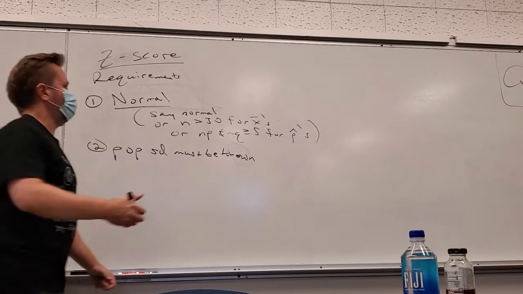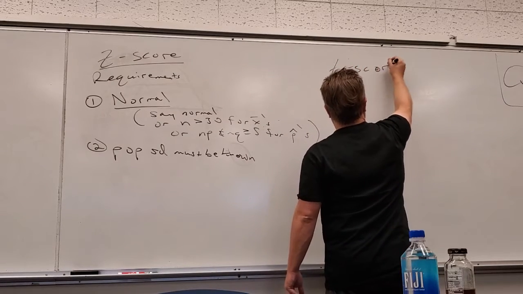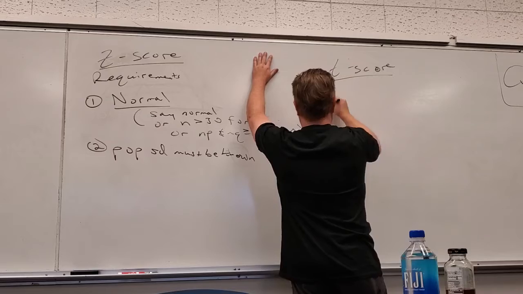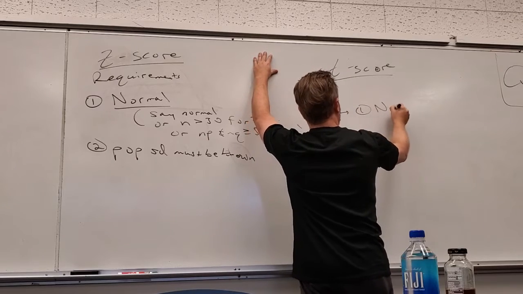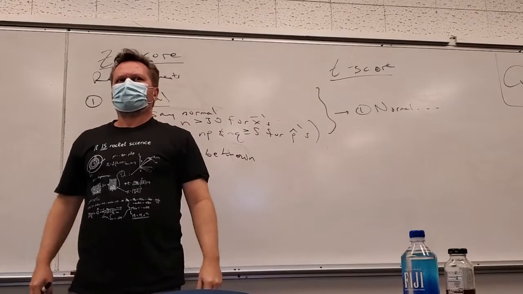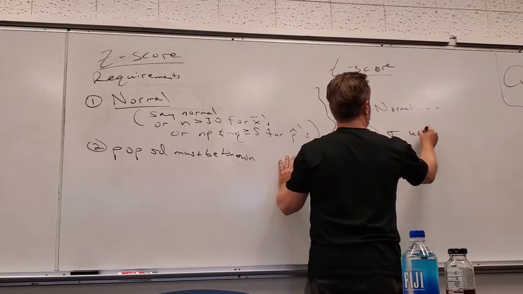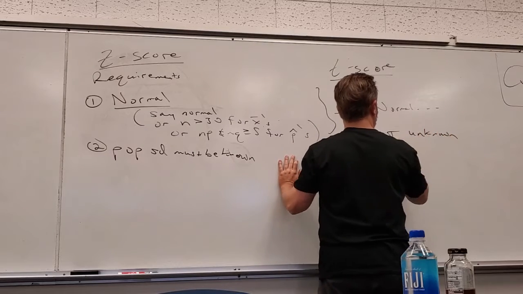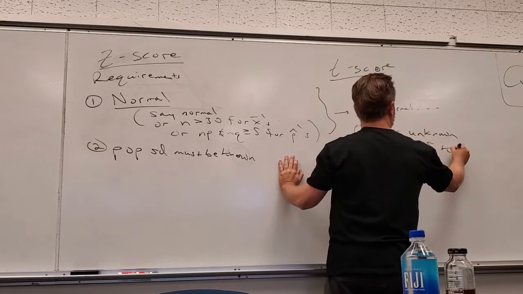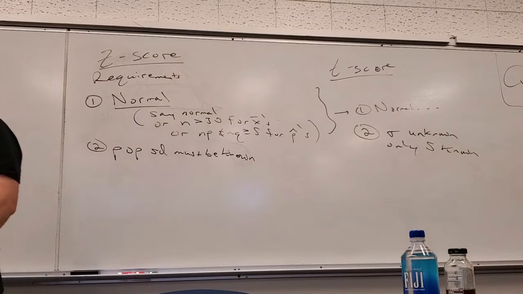For a t-score, this whole first thing is the same. It still has to be normal. But of course, sigma is unknown. Only s is known. What's s? The sample standard deviation, right?